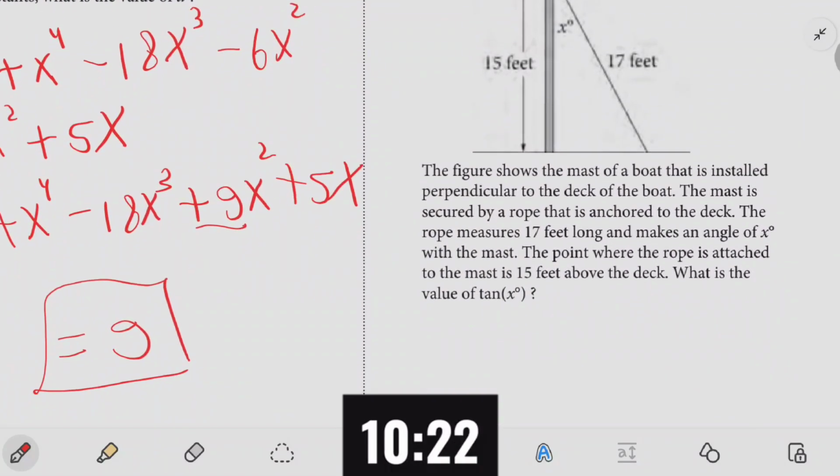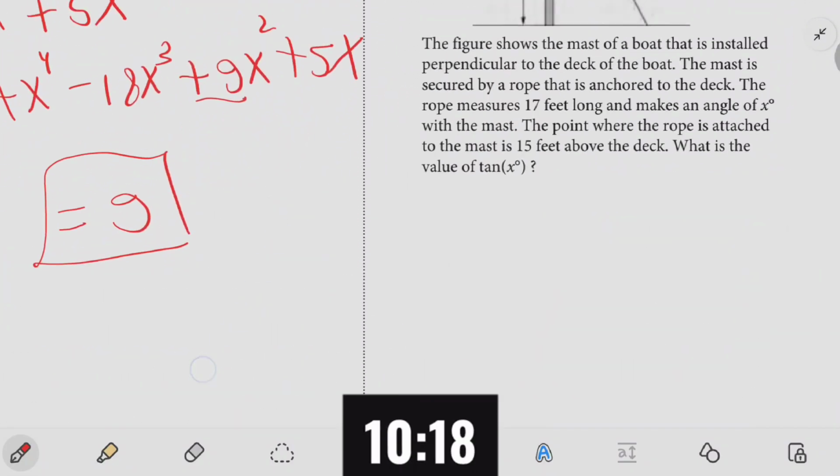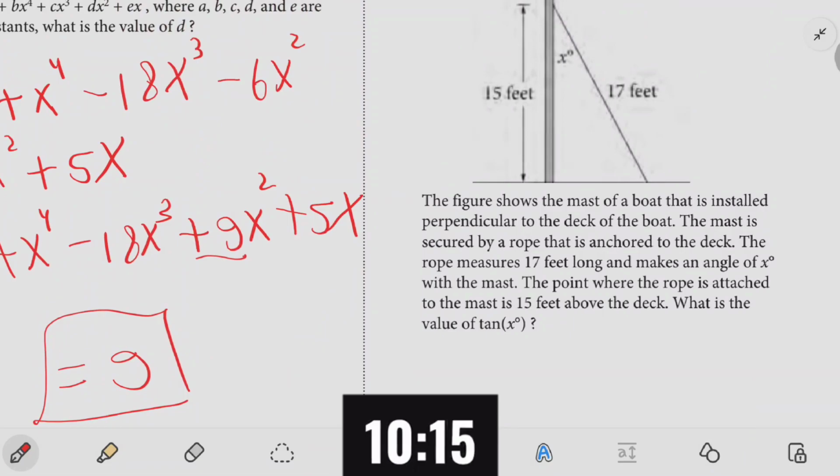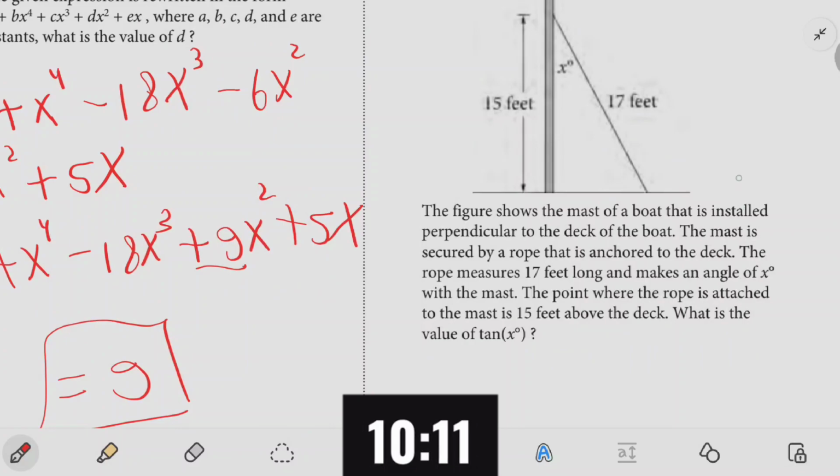Oh, wow. Oh, that's our last question, isn't it? That's good. The figure shows the mast of a boat that is installed perpendicular to the deck of the boat. The mast is secured by a rope that is anchored to the deck. The rope measures 17, okay, that's the rope, and makes an angle x with the mast. The point where the rope is attached to the mast is 15 feet above the deck. What is the value of tangent?